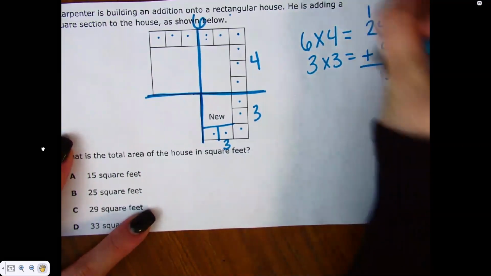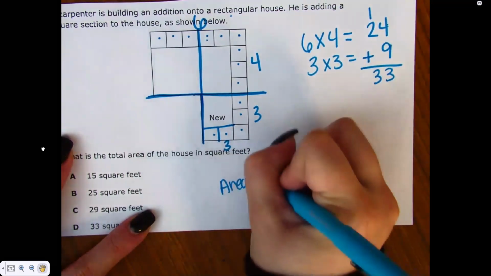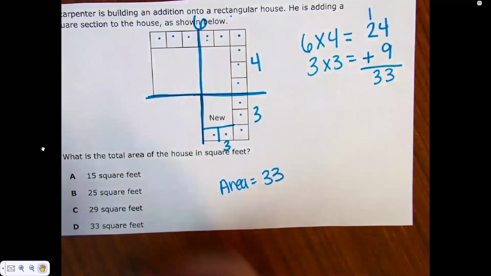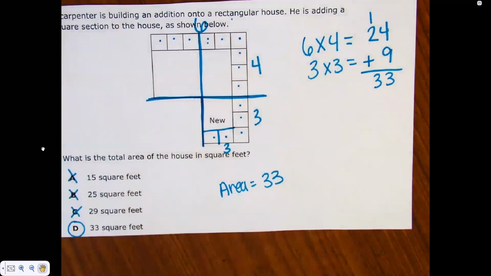So I have my 33, and I have 33 square feet. So my area. So which one is my answer choice? What is the correct answer? D, 33 square feet.